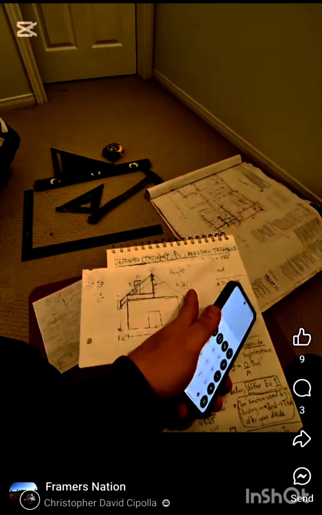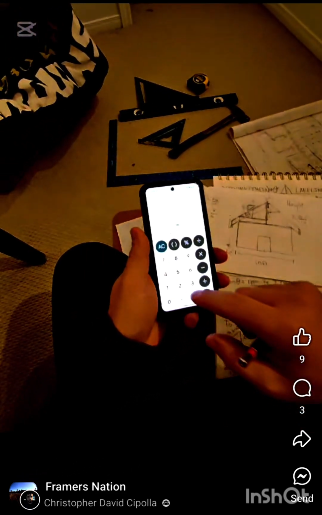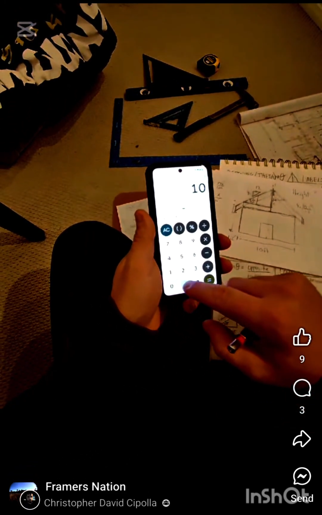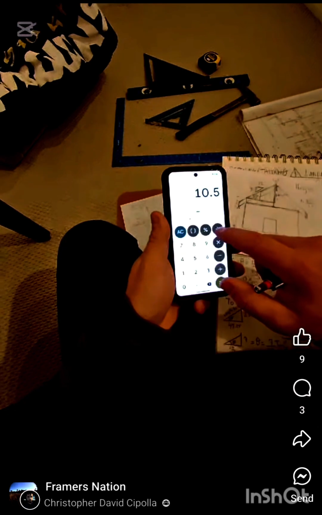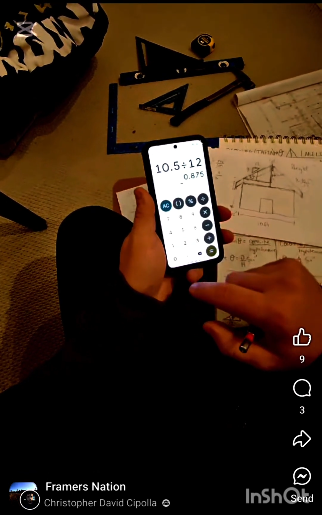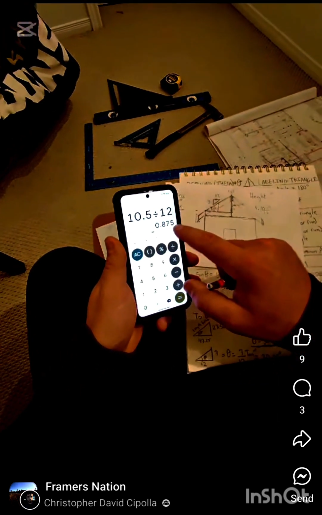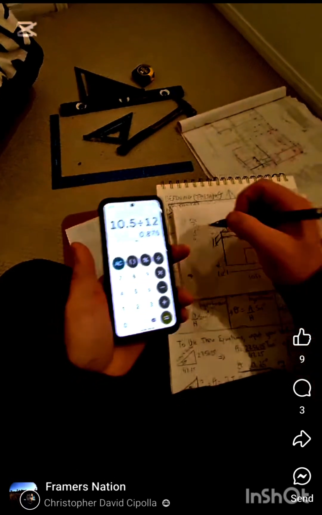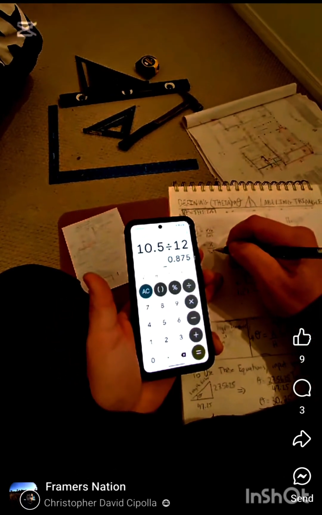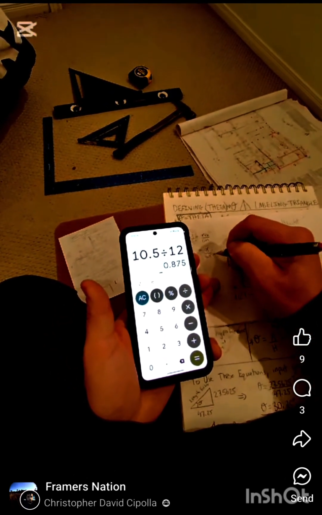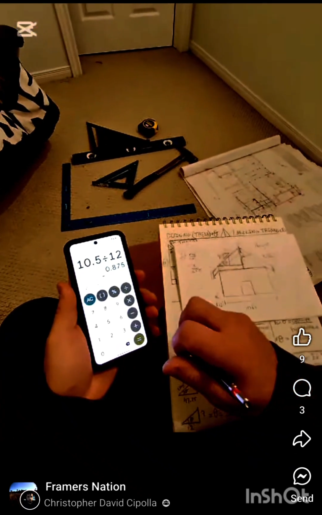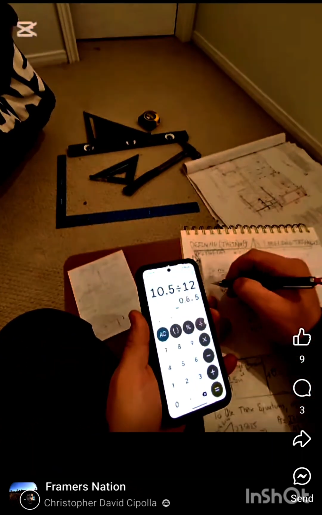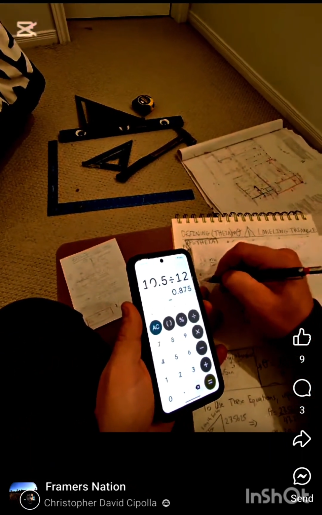So this is how you do it. 10.5 inches divided by 12 is 0.875. So really, I just have to put 4.875. Now that is in feet, so let's just carry this all the way down. That's what I like to do.